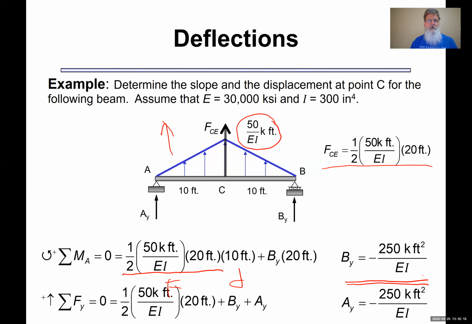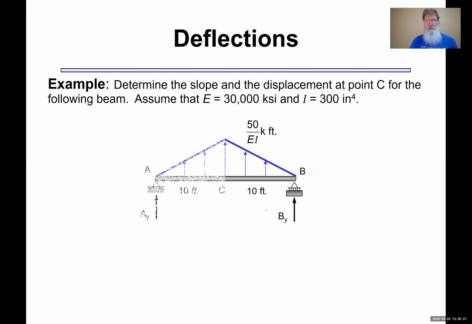Now remember, what I want to find is the value at point C. So now I need to come back and cut the structure at C and find the internal shear force and bending moment at C, so I can work either the left side or the right side. In this case, I decided to work the right side. So I cut the beam, looking at the right side. There's my positive shear force at C. There's my positive bending moment at C. I just have to find those.